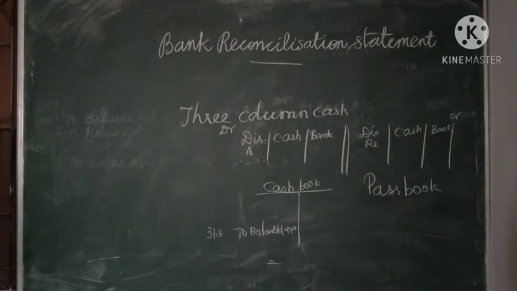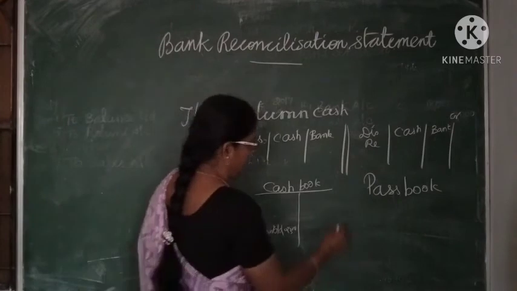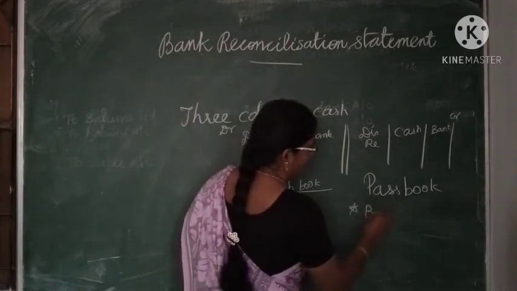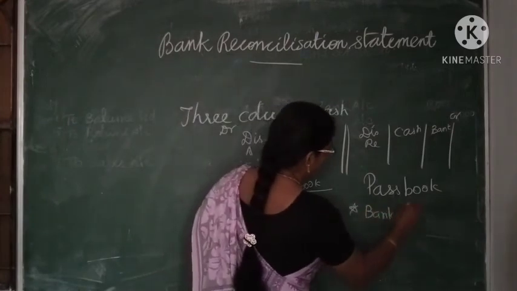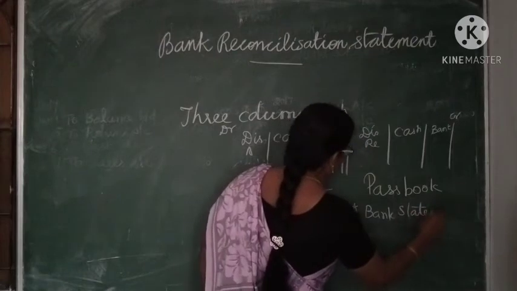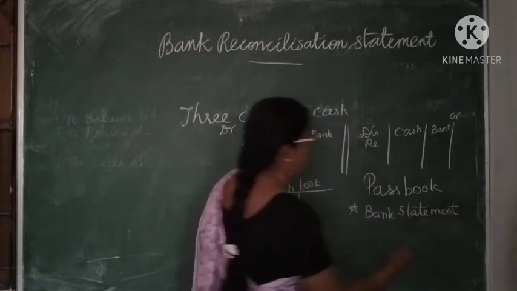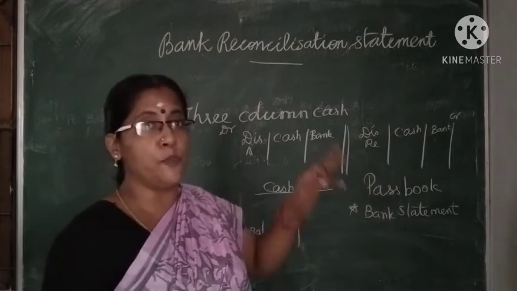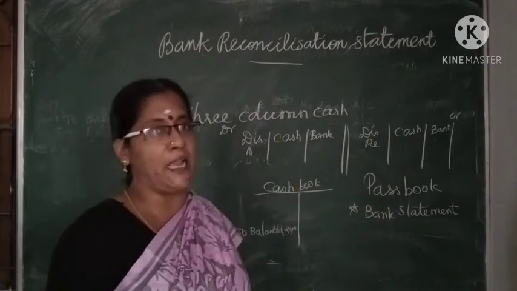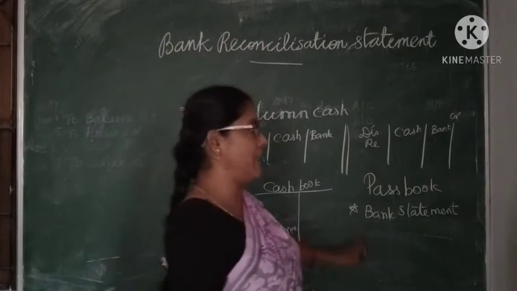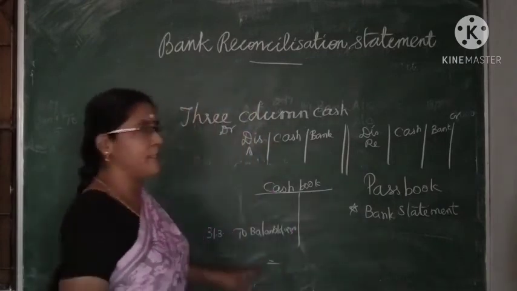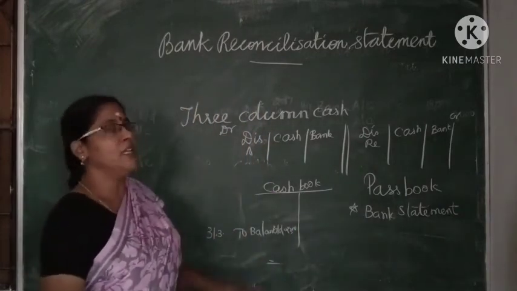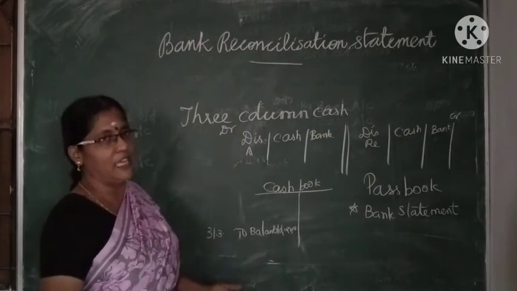Also, the bank passbook has another name. We call it a bank statement. What is the other name of passbook? We call it a bank statement. The passbook is maintained by the bank, so it is a bank statement. The cash book is maintained by the cashier, so we can refer to it as the cash book.